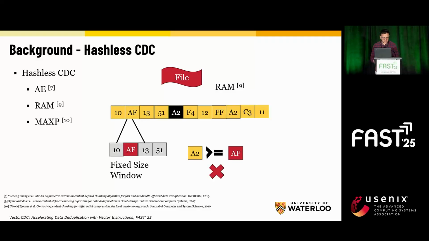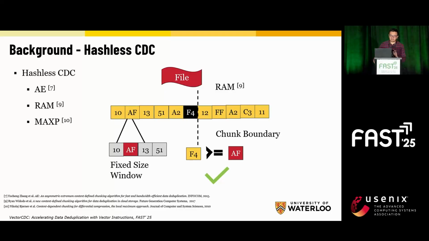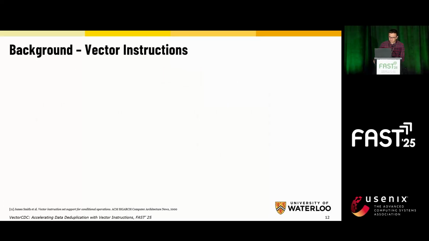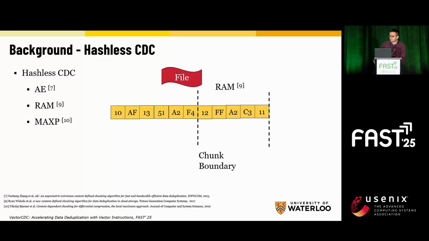So scanning moves ahead to the next byte, which is F4. When we repeat the comparison, we see that F4 actually satisfies this condition, so a chunk boundary is inserted here. And we repeat this process throughout the entire file to divide it into chunks. Okay, so the remaining hashless algorithms I showed here also work using similar principles, but there are slight variations.